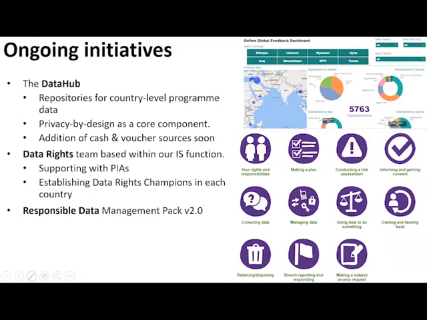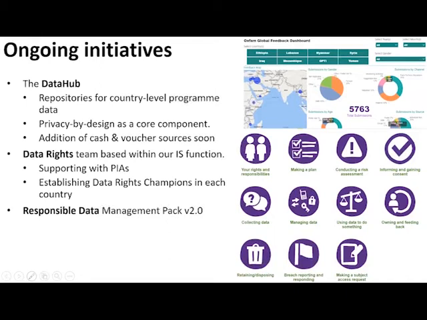One of the key areas that we're working on at the minute is helping countries make use of all the data they gather. And one of the ways for doing this is our data hub piece. So helping countries set up databases and repositories for their own data. But the whole design and development has privacy as a core component. So we remove identifiable data, we remove sensitive data as it comes in from our source systems. At the minute, we've just been dealing with survey data, but we're soon adding some of our cash and voucher systems as sources, and that'll greatly grow the amount of data coming in and the number of people who are staring at this data.